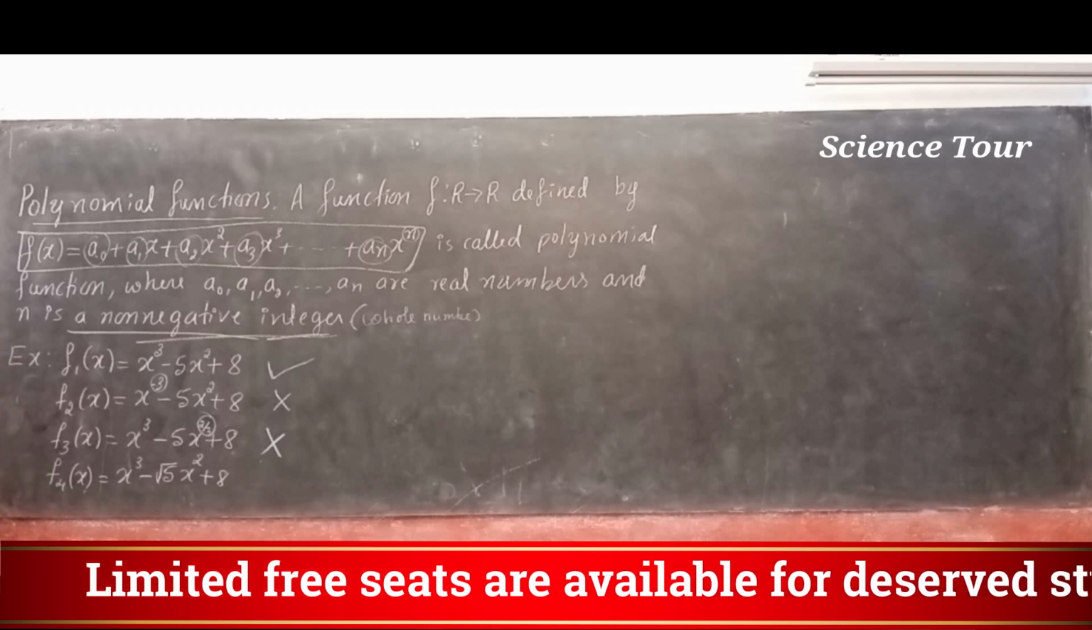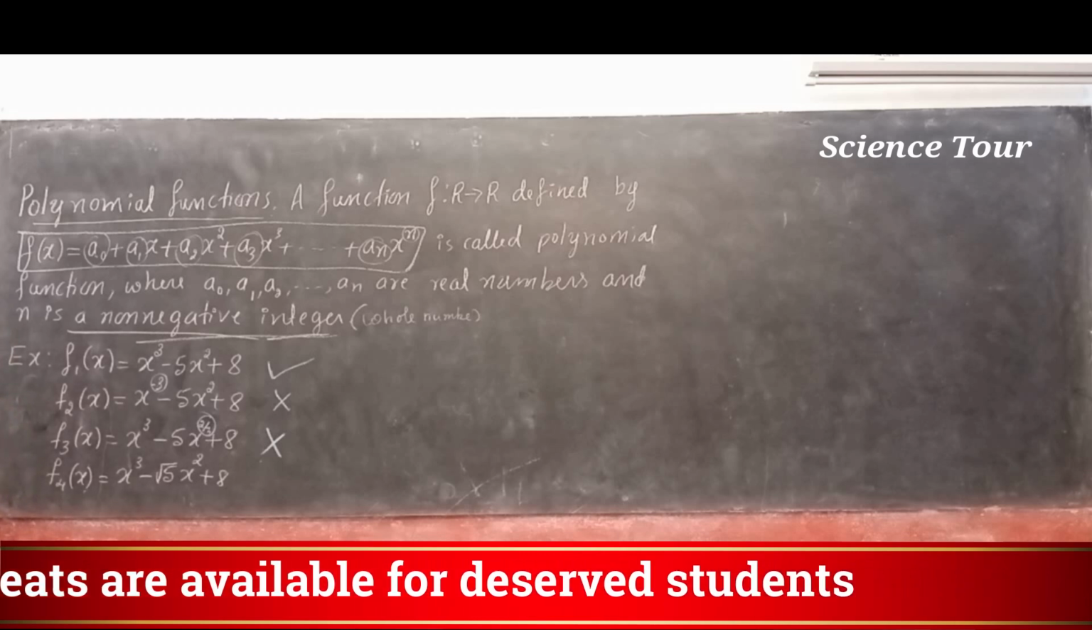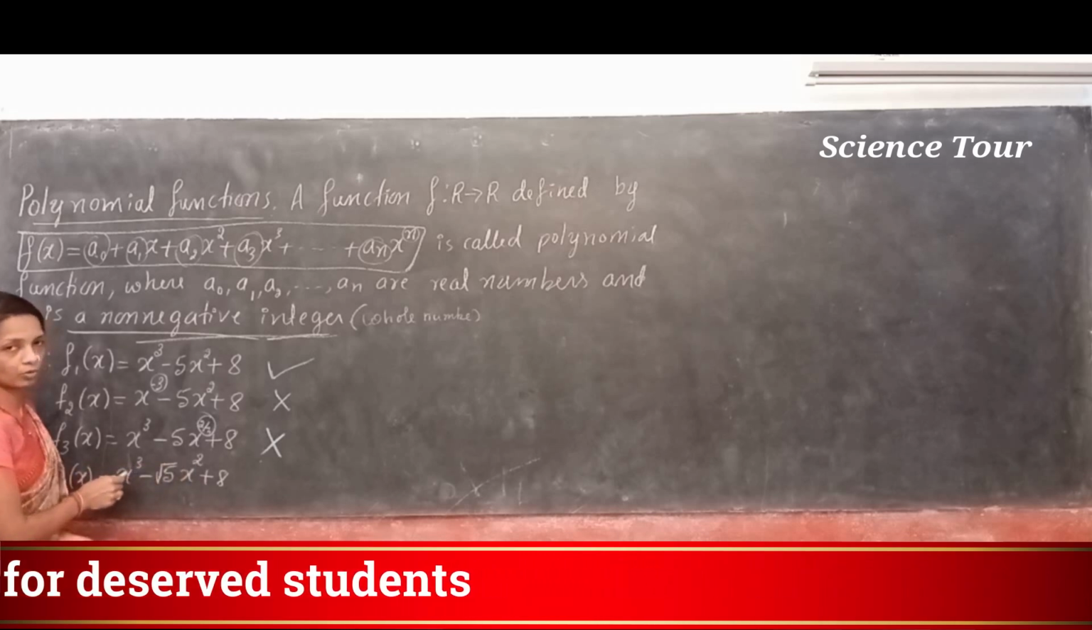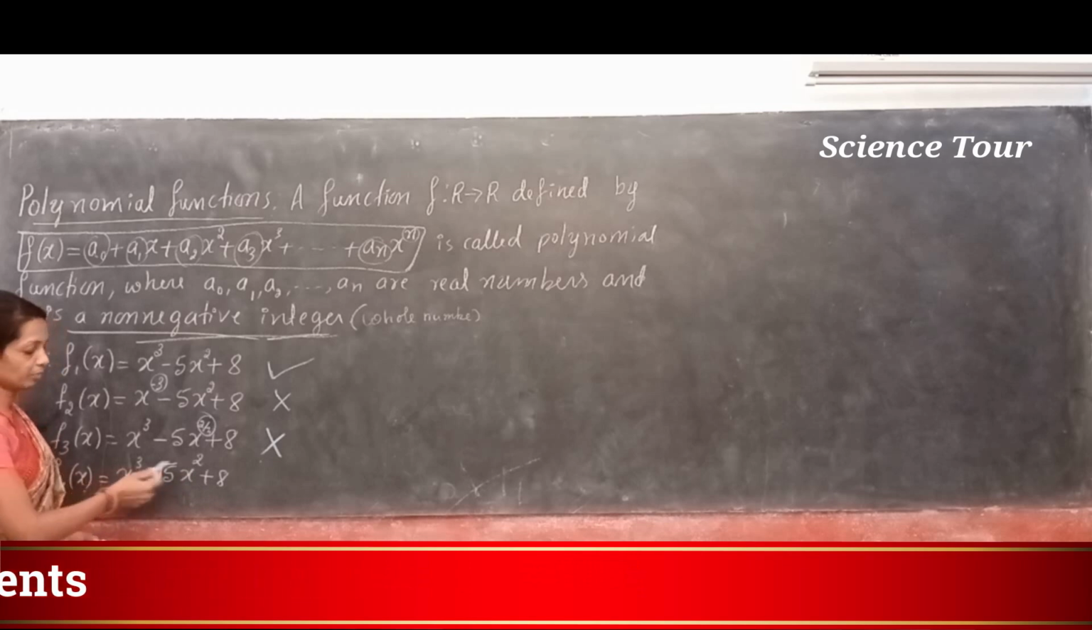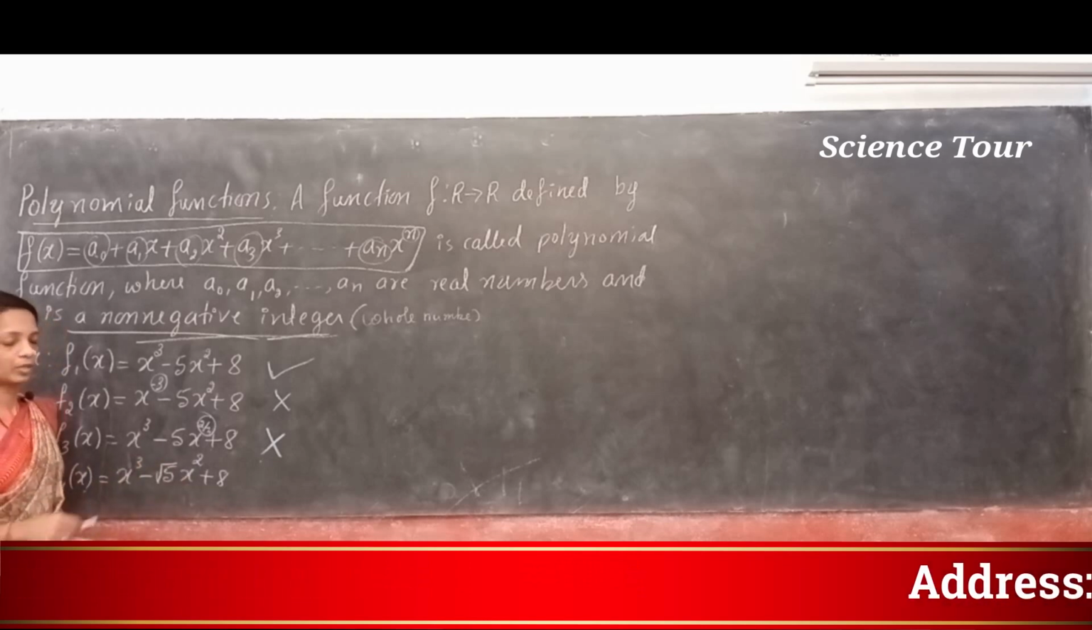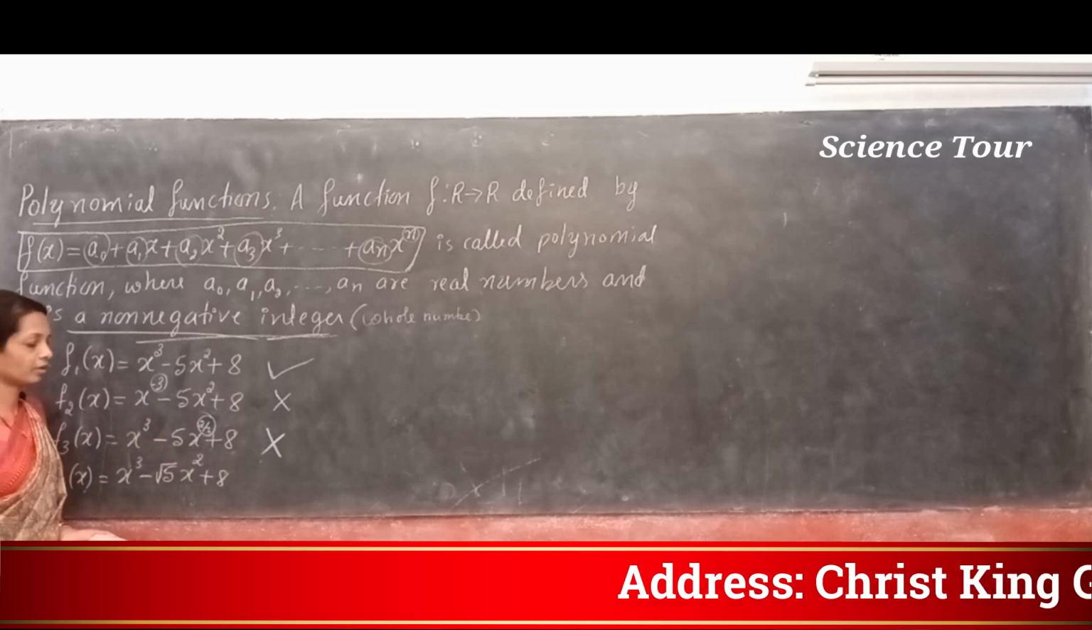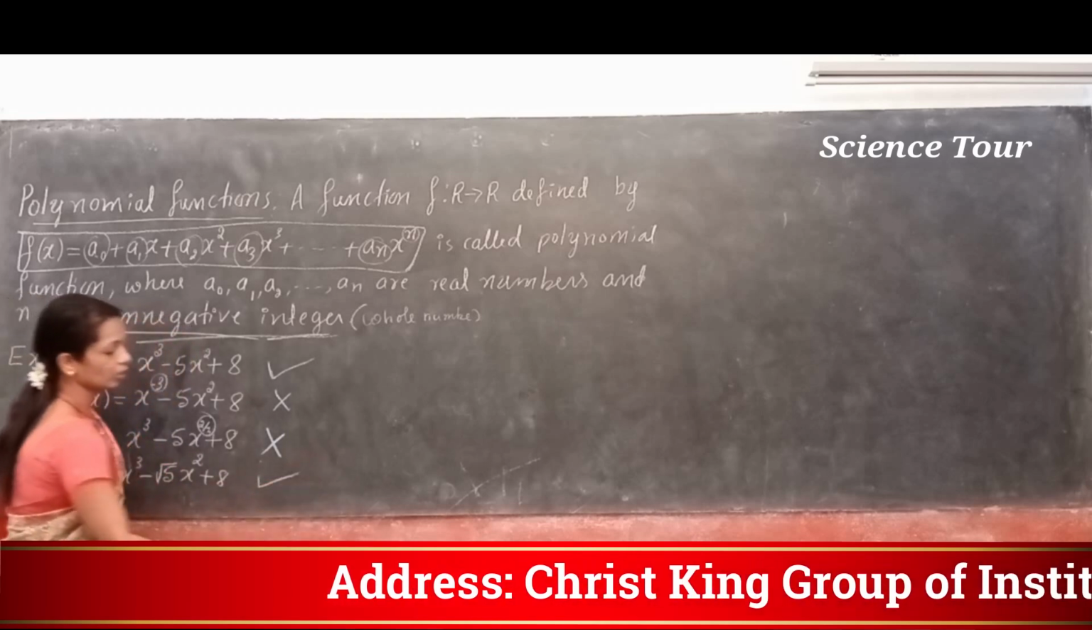Is this a polynomial function or not? You observe each power of x. Here it is 3, that is a whole number. Here it is 2, that is also a whole number. So each power of x here is a whole number, so this is a polynomial function.